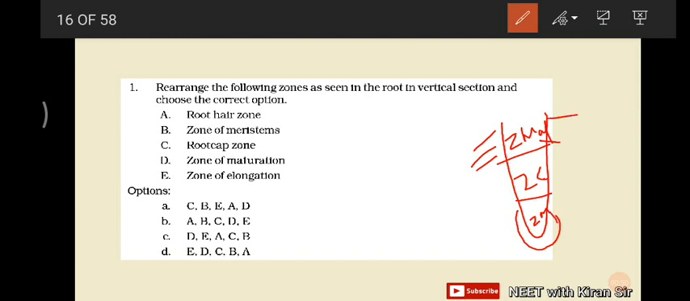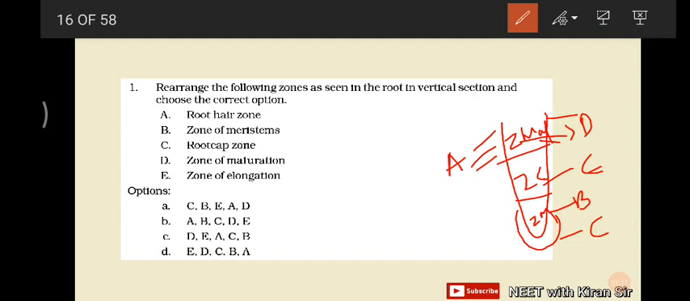First I will write out the different parts here. The root hair zone, he calls it A. Then the zone of meristematic he calls B. Then the root cap he calls C. Then the zone of maturation he calls D. And the zone of elongation he calls E. Then how can we rearrange that?